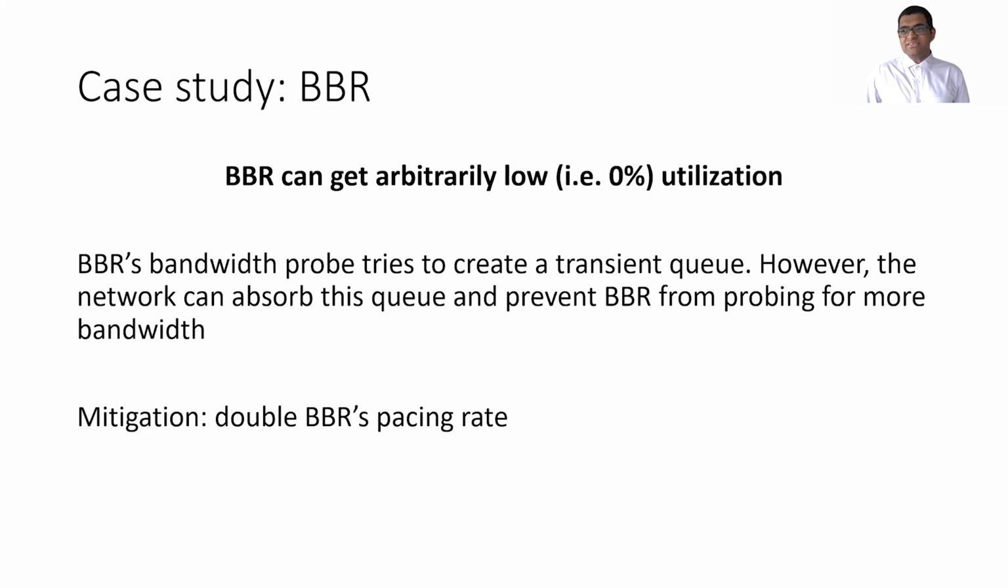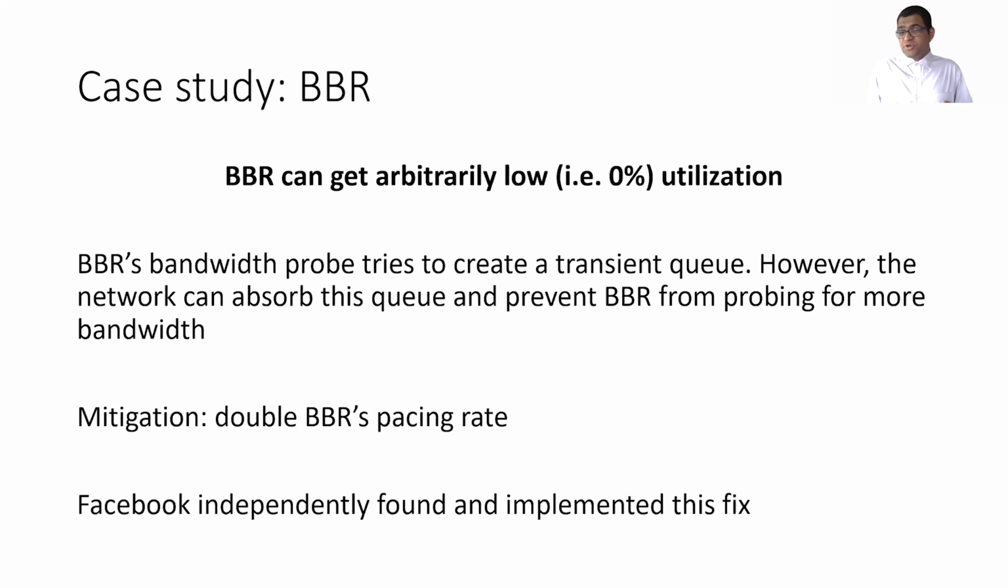And we believe this is the reason BBR computes the maximum rate over the last 10 RTTs, because that allows it to overestimate the rate and therefore have the same dynamic that would be achieved by simply doubling the pacing rate. Facebook independently found and implemented this fix in their production version of BBR, presumably because it gave them performance improvements.